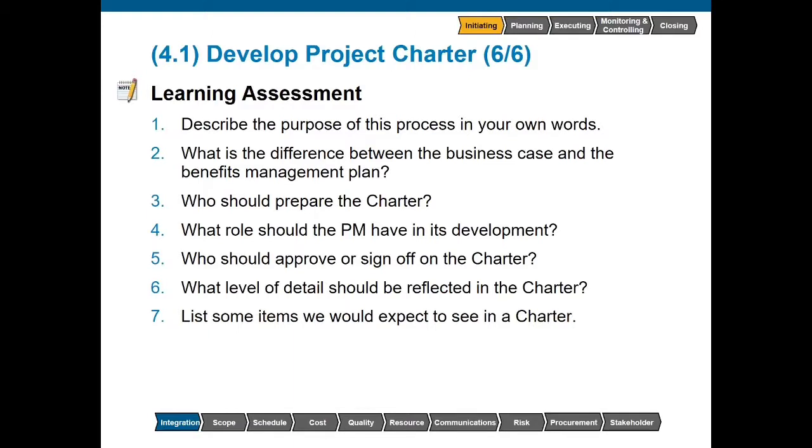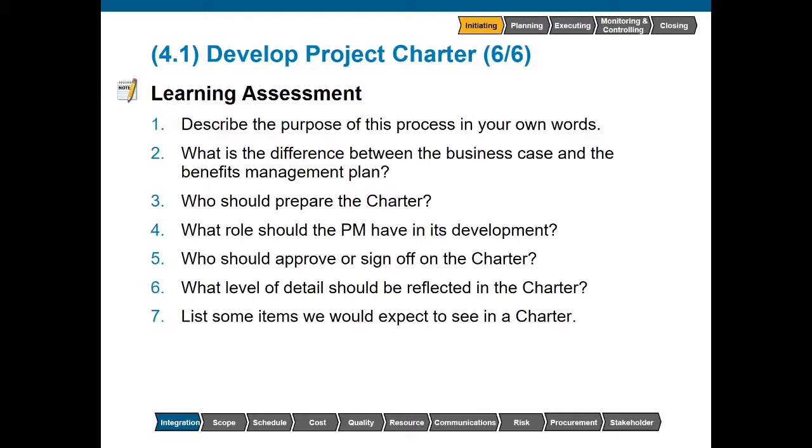Develop project charter, learning assessment. Describe the purpose of this process in your own words. Simply put, it is to formally authorize a project. What is the difference between the business case and the benefits management plan? The business case describes, from a business standpoint, if the expected outcomes are worth the investment in the project, while the benefits management plan defines a process for creating, maximizing, and sustaining the benefits provided by the project.